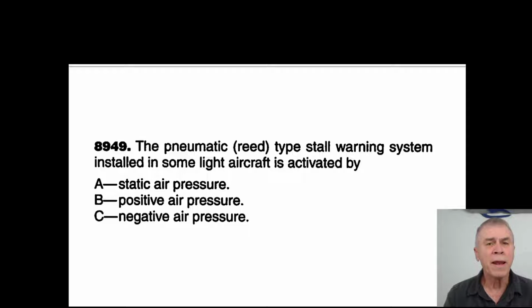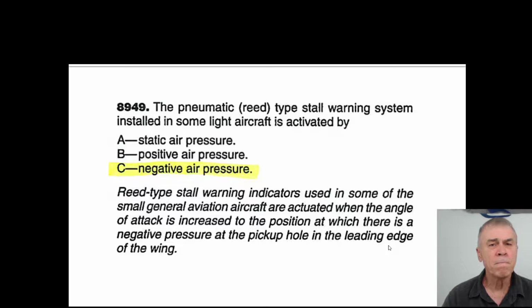Another question: the pneumatic or the reed type stall warning system installed in some light aircraft is activated by what? Was it static air pressure, positive air pressure, or negative air pressure? Well, we saw that the reed type is actually affected by the suction caused when the wing is pointed in a stall position, because the relative wind doesn't actually enter the chamber, and that suction would be negative air pressure. They call it a pickup hole.